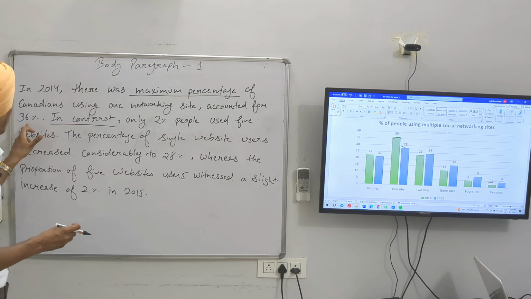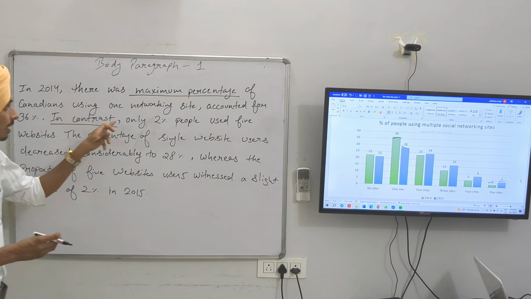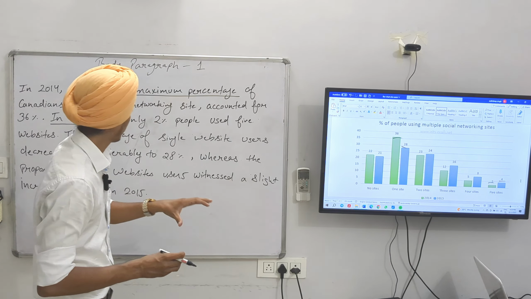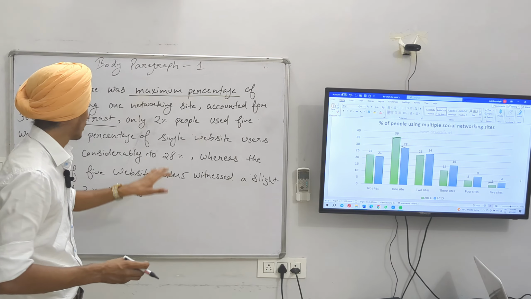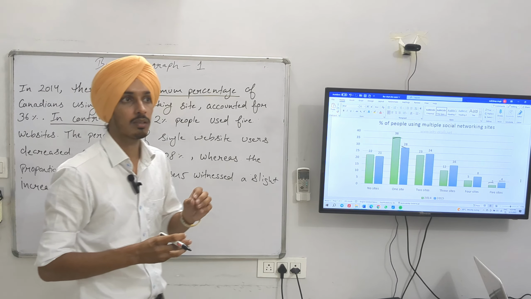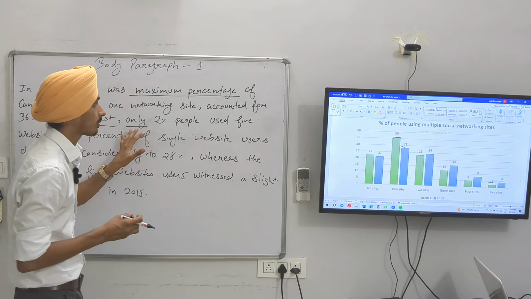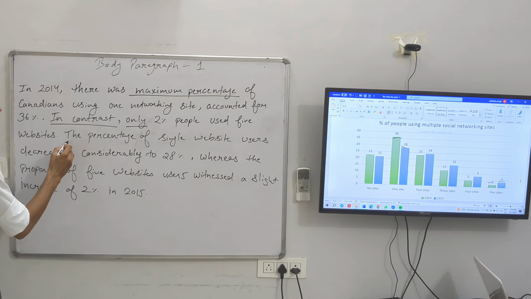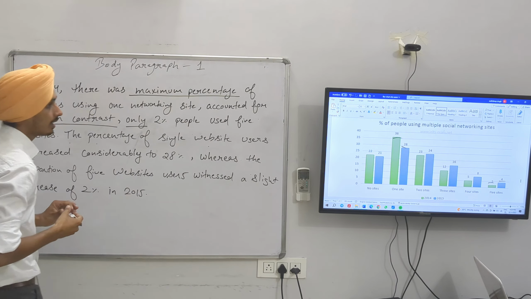Here we have seen that there were 36% of people using one site, here 2% of people. So there's a great difference. So it is really important to compare them. So I have used the word only. It shows that there were very few people using five websites. So let's move forward. Then I have written the percentage of single website users.